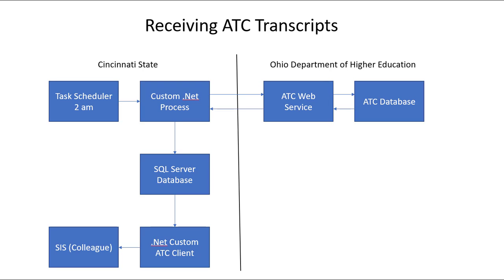To retrieve the transcripts, an automatic task scheduler starts a custom .NET batch process every morning at 2 a.m. This program communicates with the state's ATC web service, retrieving all XML transcripts for the previous 24 hours from the ATC database. As each XML transcript is retrieved, it is stored in our local database so it can be later evaluated by our transcript specialists.